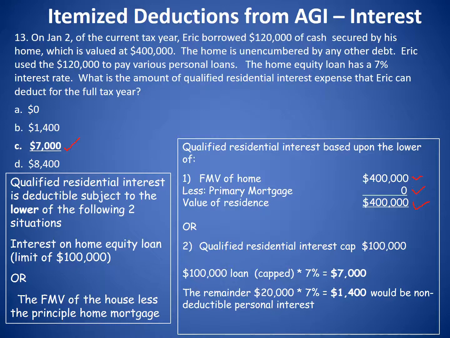In this case, the other limit is the qualified residential interest cap. So you can only go up to $100,000 of loan value. So we take the $100,000 amount of the loan, even though it's $120,000, we're capped at $100,000. So we take $100,000 times that 7% annual interest rate. So on this loan, we could deduct up to $7,000. The remainder on the loan, which is the additional $20,000 at 7%, the $1,400, would be interest, but it would be non-deductible personal interest.